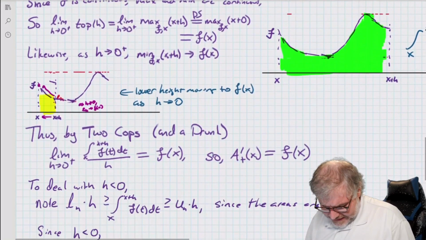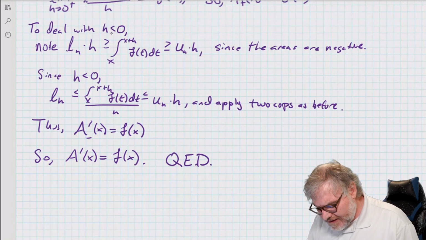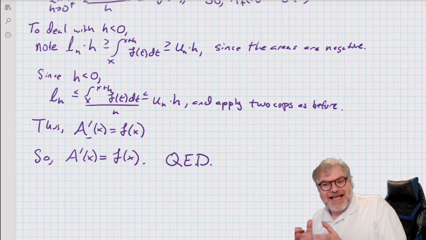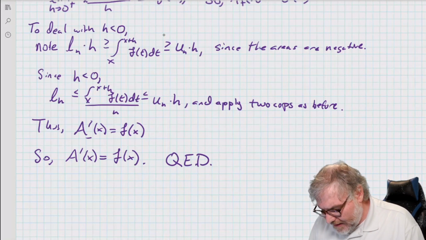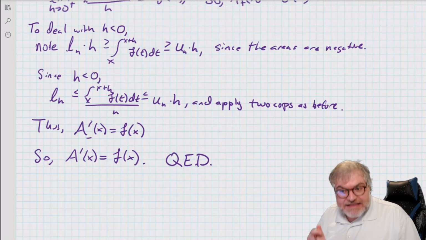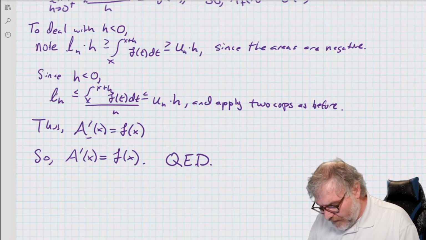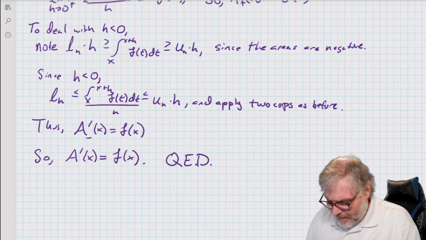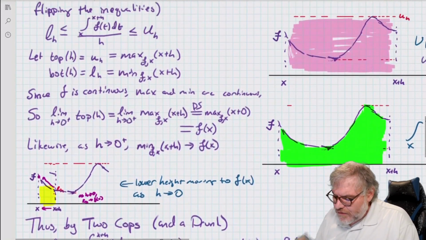So the big idea here, let me just finish this off, and then I'll talk about the big ideas. Note that if h is less than 0, I'm dealing with negative area. So L_h times h is going to be greater than, because this will be less negative, right? I'm left of the base point, so I'm dealing with negative area. So this right here is going to be greater. The lower rectangle is less negative than the area, which is less negative than the upper rectangle. Okay, and since h is less than 0, when you divide through by h, you flip all those inequalities and you're back to the exact same inequality you had before. You apply two cops. Okay, so that's the proof of part one.